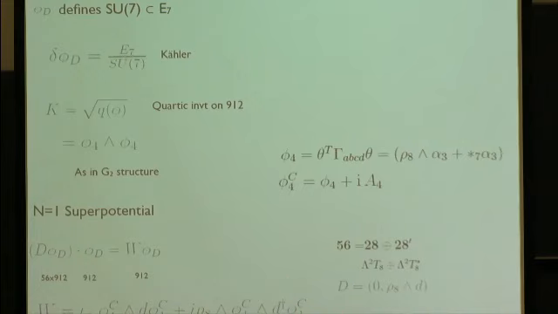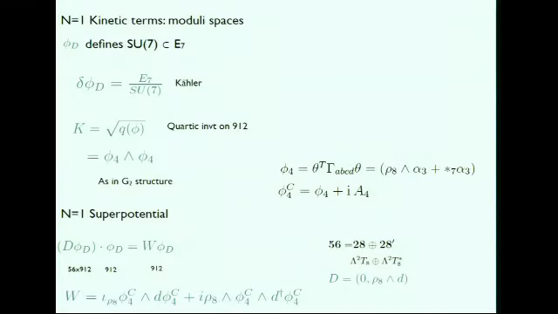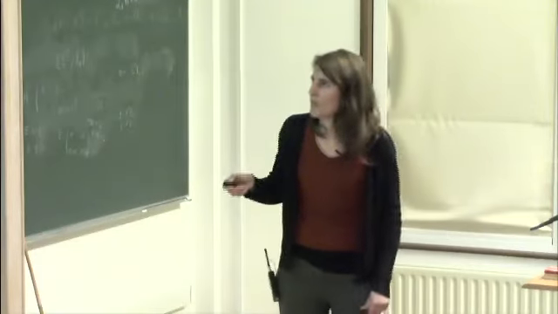So you get expressions which are very similar to, I didn't discuss N equals 1 in type 2, but they are very similar to what you get in N equals 1 in type 2. In N equals 1 in type 2, you get some combination of phi and the Ramond fields, and here you get the same.